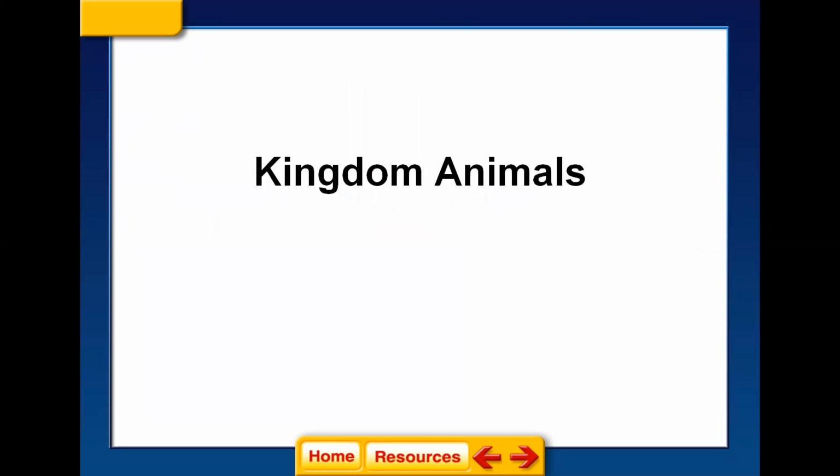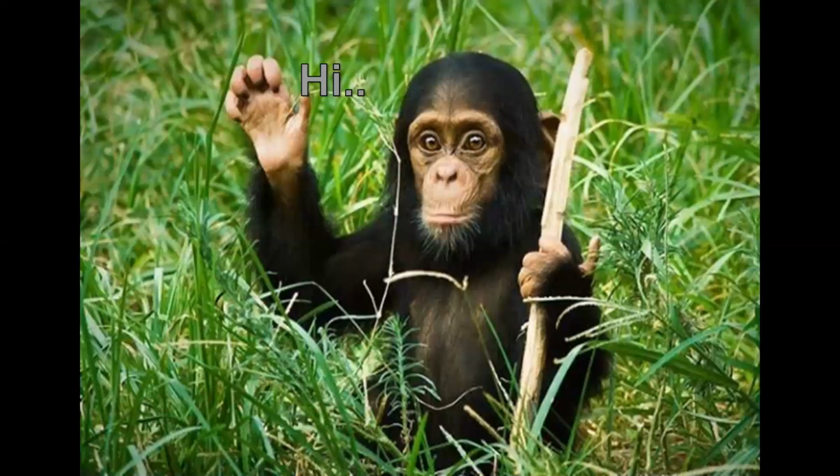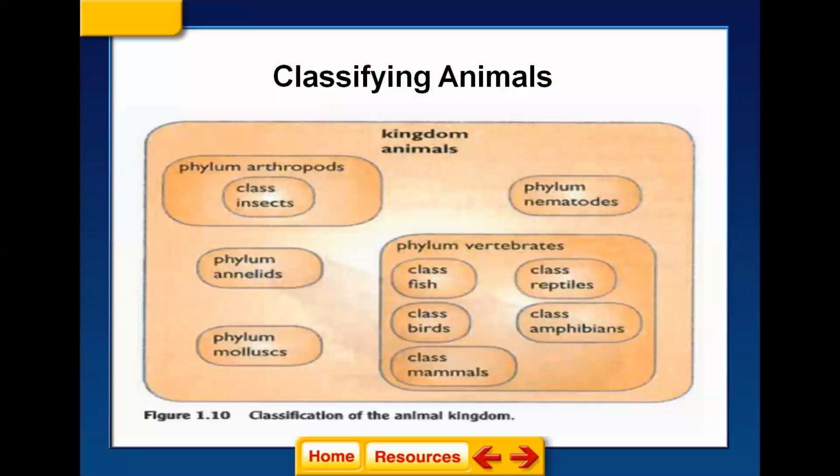The session today is mainly about animals, kingdom Animalia. Classifying animals. Animals are actually divided into two groups. The first group is invertebrates, which represents the majority. The second group represents vertebrates.